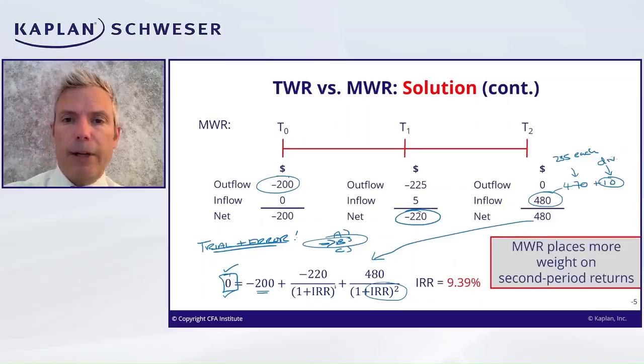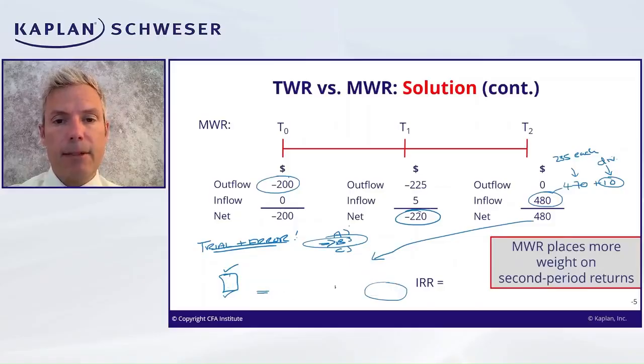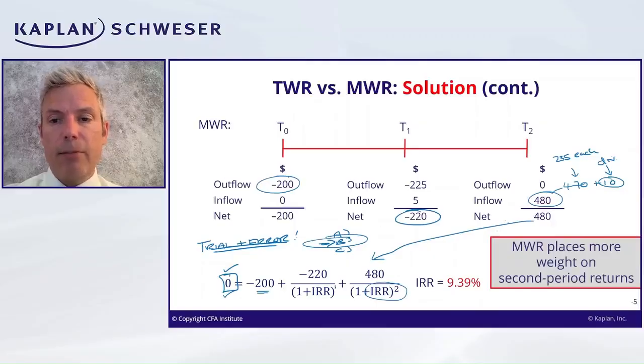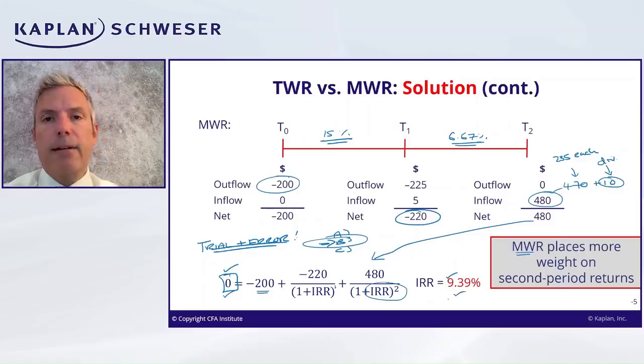Now, we've already said that we expect the MWR to be lower than the TWR. Do you remember what the TWR was? It was 10%, something like that, 10.76. Turns out we were right that the MWR, the money weighted rate of return, giving a higher weight to that lower return in the second period, is coming out at a lower average, essentially, all right, which it does. So we're pleased to see that our intuition holds here.